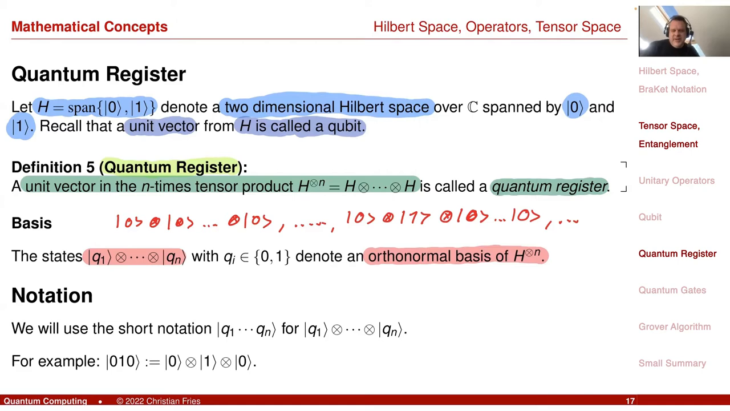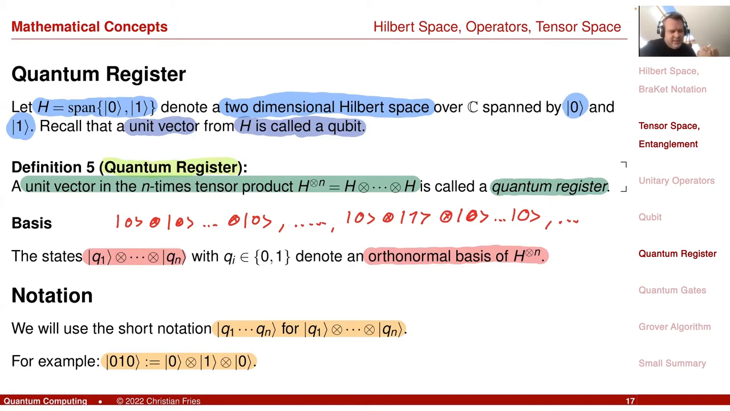I will sometimes use a short notation. I will sometimes omit the tensor product symbol and just write Q1 to Qn. Or since I'm a programmer, I start counting at zero, so I will write Q0 to Qn minus one. For example, if I write ket 0, 1, 0, that's actually the basis vector formed by ket 0 tensor product ket 1 tensor product ket 0. It's just a name for the basis vector. You can think of it as a label. That's a quantum register, and the quantum register comes from a 2 to the power of n dimensional space.